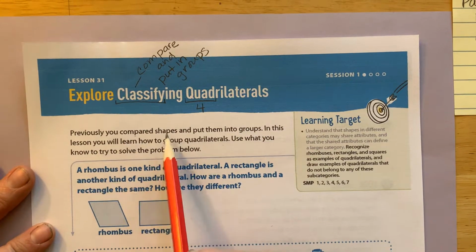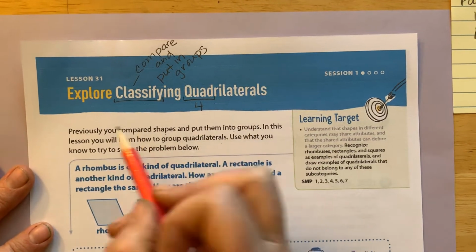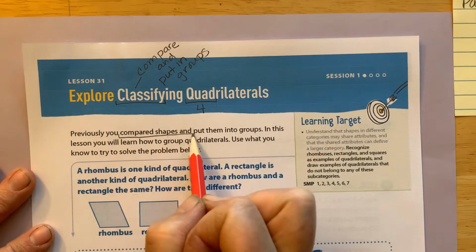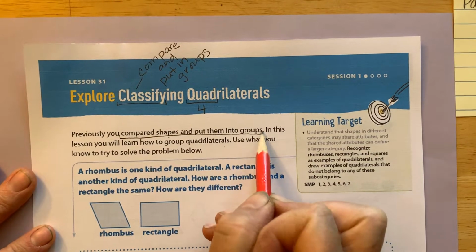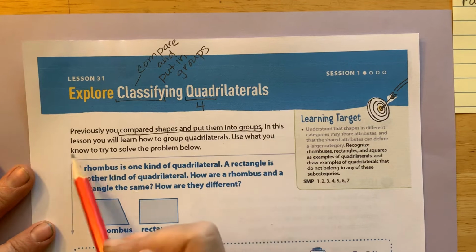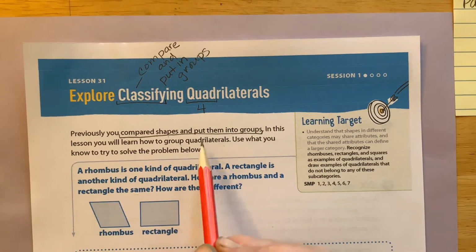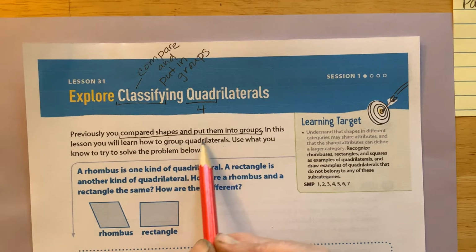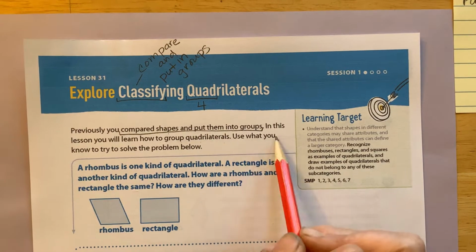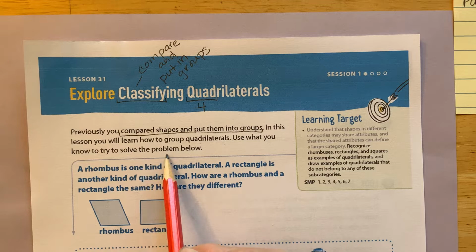Previously, you compared shapes and put them into groups. See, I told you you had been classifying because we've done that before. In this lesson, you will learn how to group quadrilaterals. So we're going to look at shapes that just have four sides. Use what you know to try to solve the problem below.